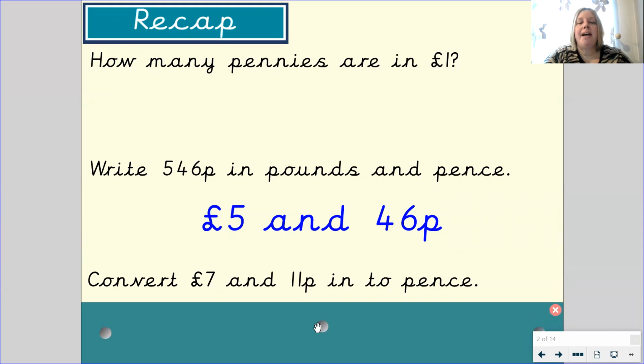Convert £7 and 11p into pence. So I'm going to start by looking at my pounds. I've got £7. I know that in each pound I have 100 pennies. If I have £7, how many pennies would I have? Have a go at writing this down on your board. That's right, I would have 700 pennies.